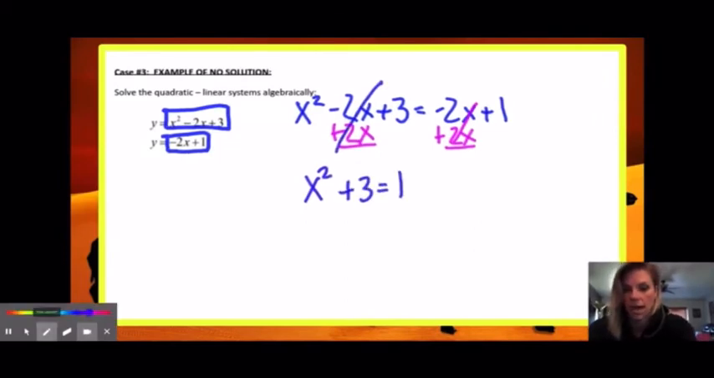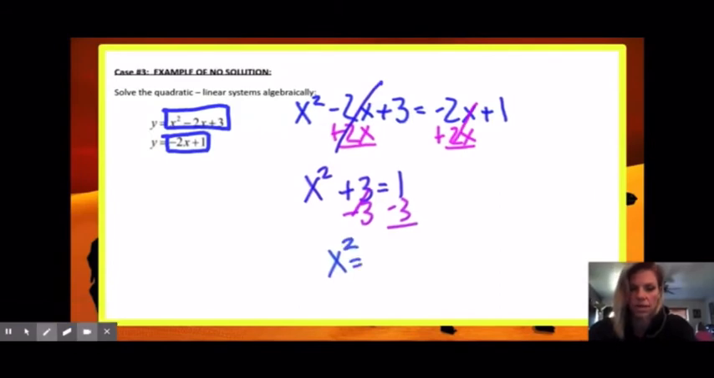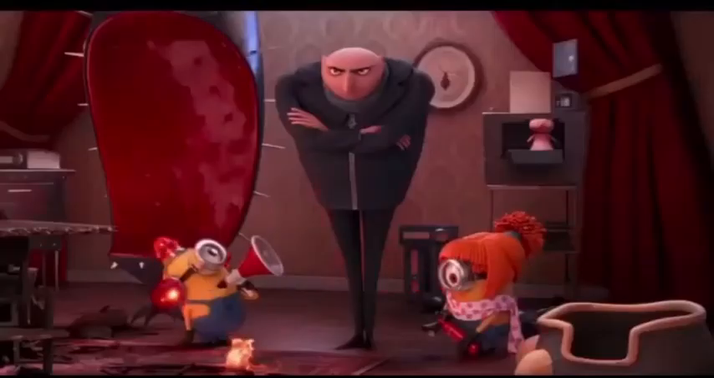Now, if I look at this one, I actually don't think I'm going to factor it. If I wanted to solve for x, couldn't I just subtract this 3 over here, right? Because now I have x squared equals a number. Well, x squared equals 1 minus 3, which is negative 2. And how would we get x alone? We'd square root it. Well, what's the problem here? What's the square root of a negative?